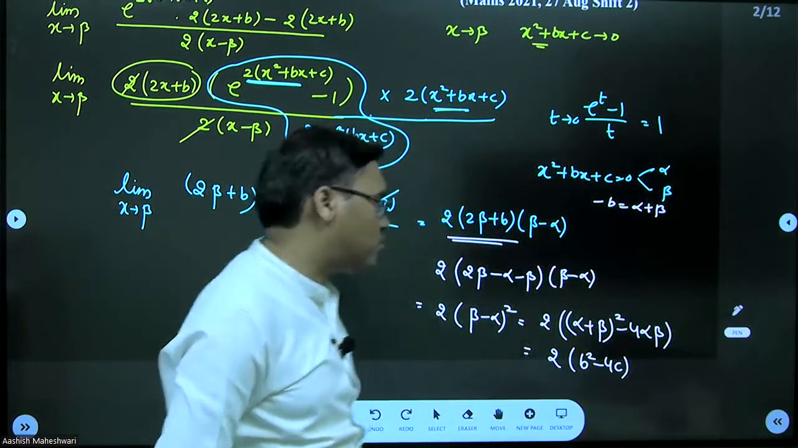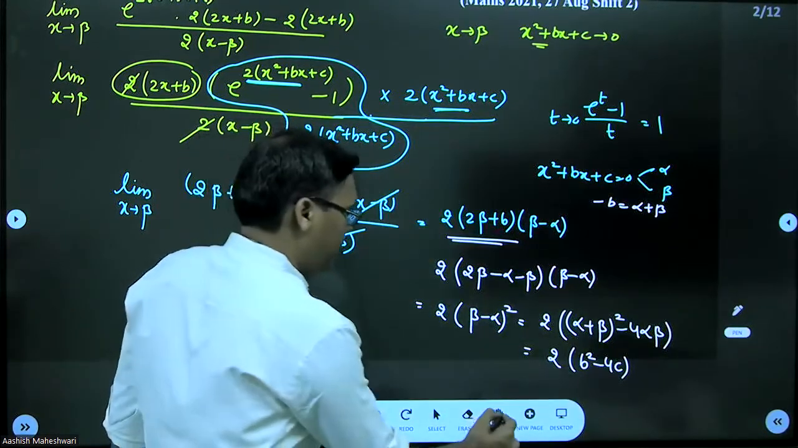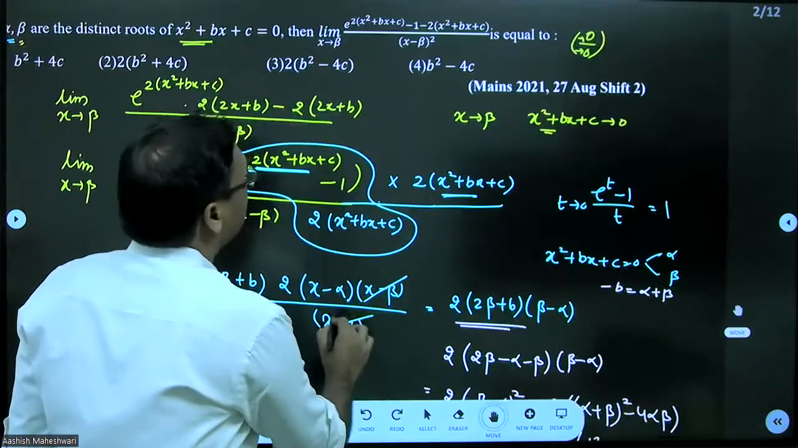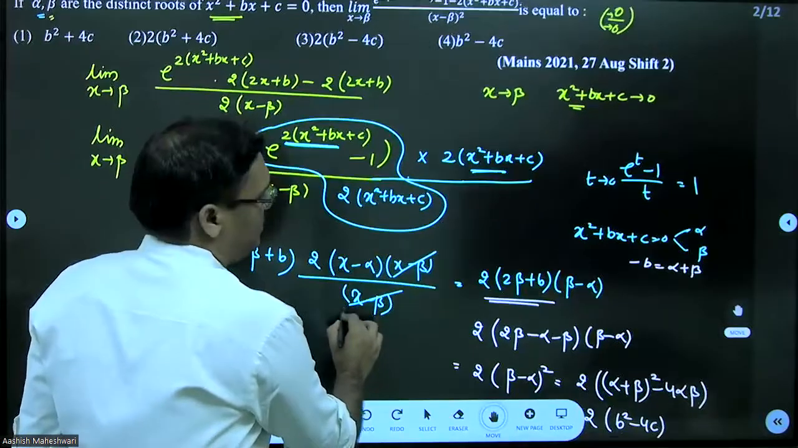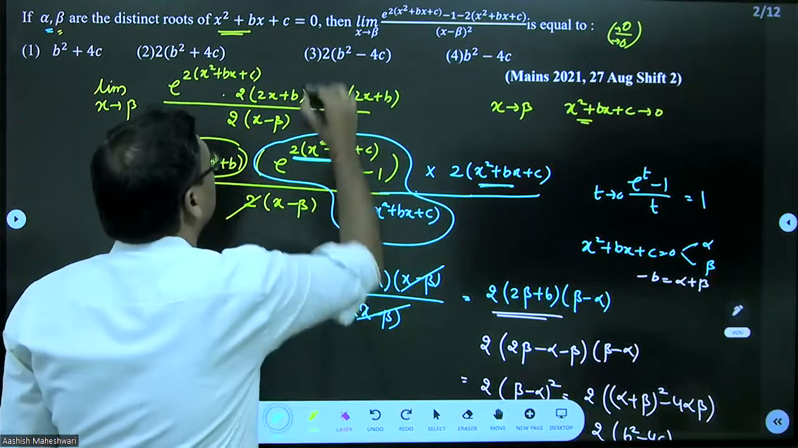So what is the answer? This is 2 b square minus 4c. So that is 2 b square minus 4c is the answer. So you can say this is option 3 is the correct answer. Option 3 is the correct answer.